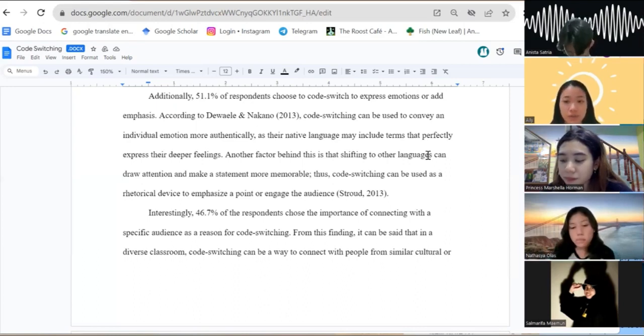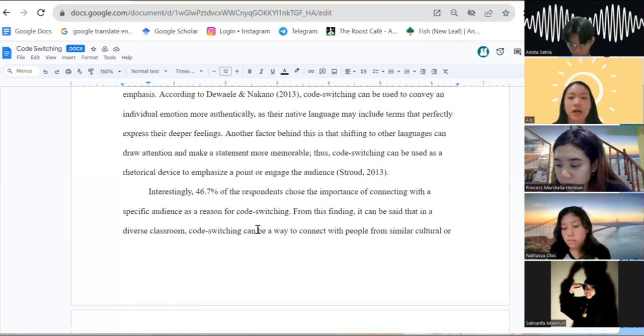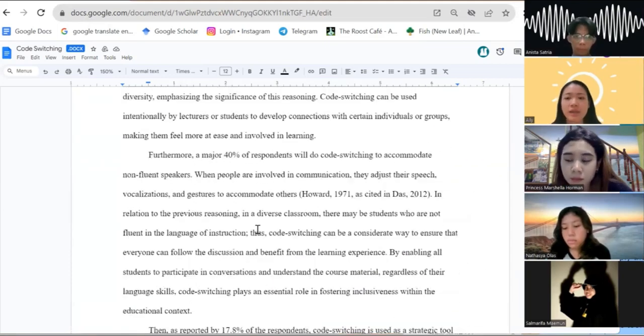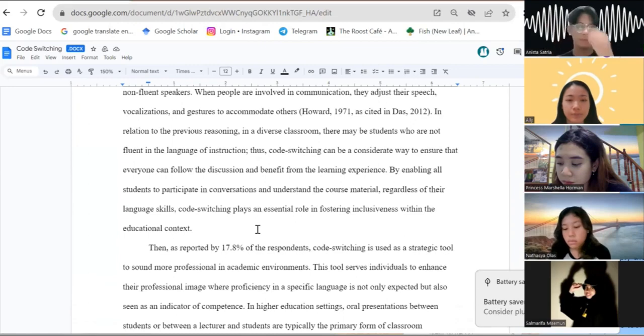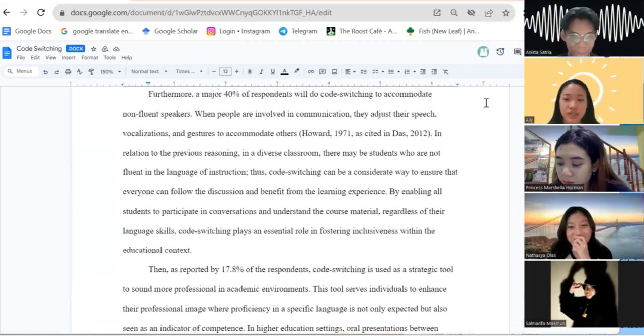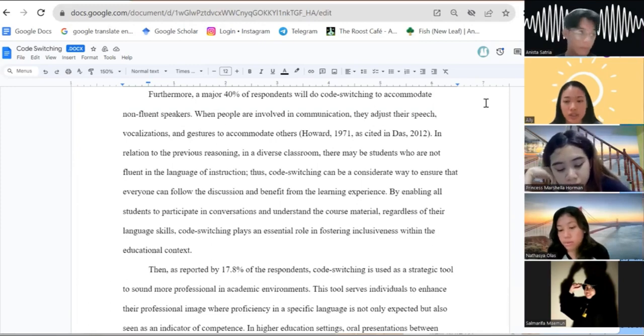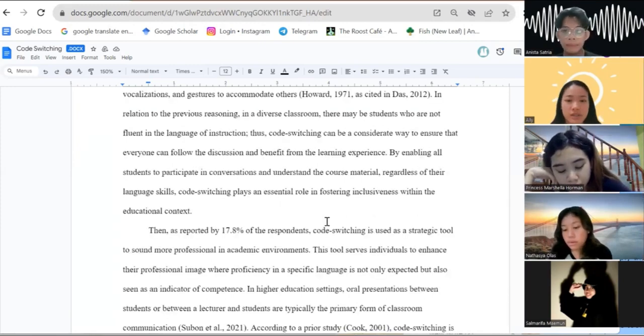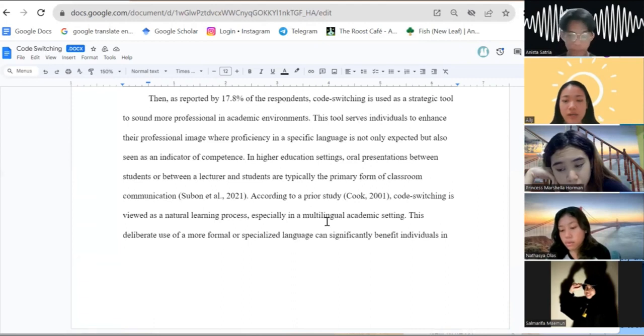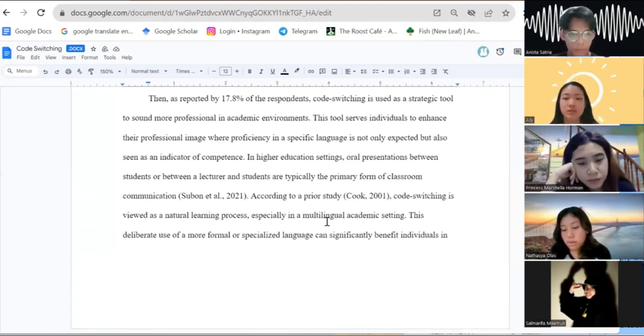And furthermore, on the top five, 40% of respondents do code switching to accommodate non-fluent speakers. When people are involved in communication, they adjust their speech, vocalization, and gestures to accommodate. In relation to the previous reasoning, there may be students who are not fluent in their language of instruction. Thus, code switching can be a considerate way to ensure that everyone can follow the discussion and benefit from the learning experience.